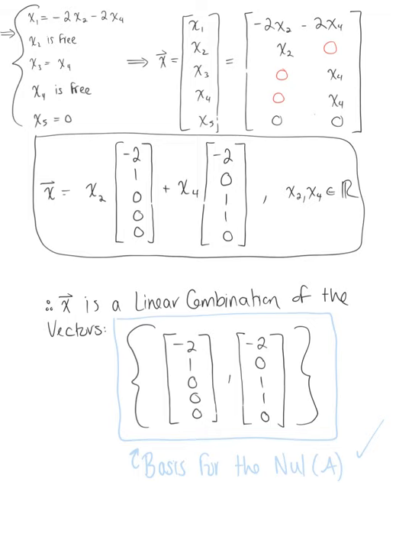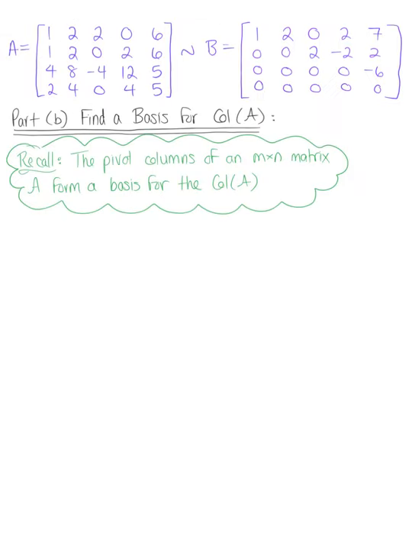column space of A. So we're now ready to look at part B, where we're asked to find a basis for the column space of A. We want to begin by recalling that the pivot columns of an m by n matrix A form the basis for the column space of A. So what this is informing us is that since matrix A is row equivalent to matrix B, they have the same pivots, or the same pivot columns.